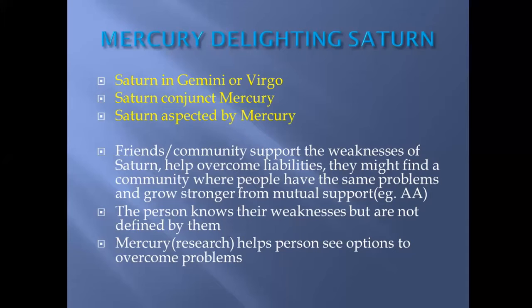They will help them overcome liabilities, and they might even find a community where people have the same problems and they grow stronger from mutual support. An example for this is people who go to AA or Narcotics Anonymous, things like that, where they'll get a community that supports them with their difficulties. So the person will know their weaknesses, but they're not defined by them. And Mercury, which is also a planet of research, is going to help the person see options to overcome problems.